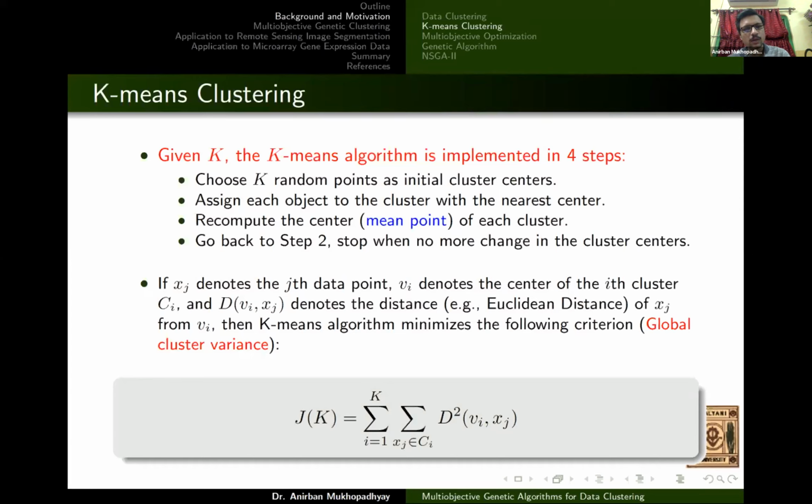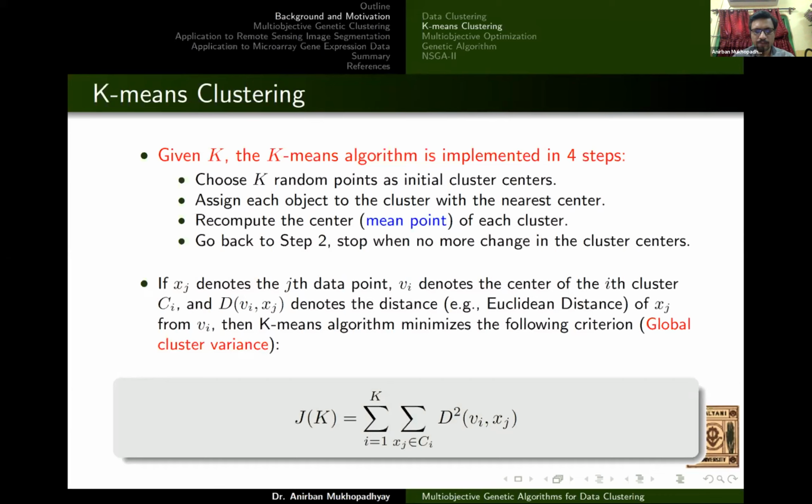And the K-means algorithm actually tries to minimize this cluster variance to get compact clusters, because it wants the points within a cluster to be as close as possible to the cluster center. So it gives compact clusters.